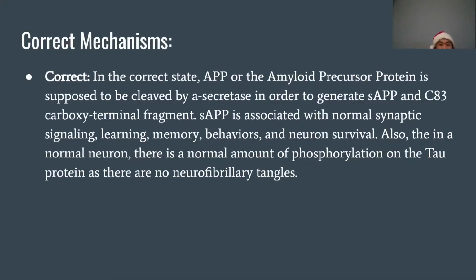So the correct mechanism, the correct way for a neuron to operate, is that APP, or the amyloid precursor protein, is supposed to be cleaved by alpha secretase in order to generate an sAPP and a C83 terminal fragment. And the sAPP is associated with a normal neuron, that they function normally, and leads to normal learning, memory, and behaviors, and so on. As well, in a normal neuron, there is a normal amount of phosphorylation on the tau protein, which relates to microtubule production, and in turn there are no neurofibrillary tangles.